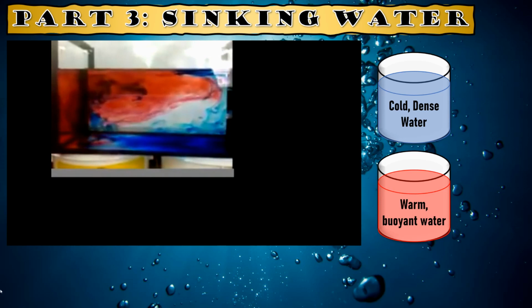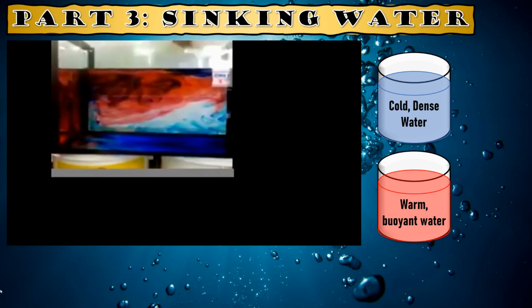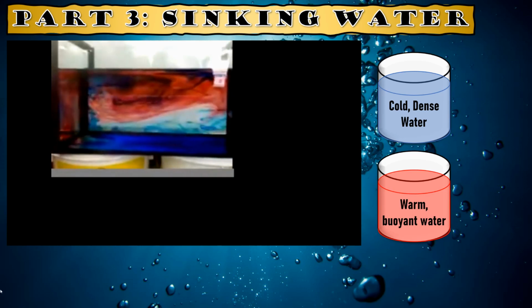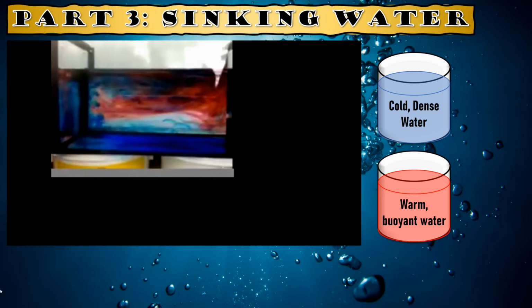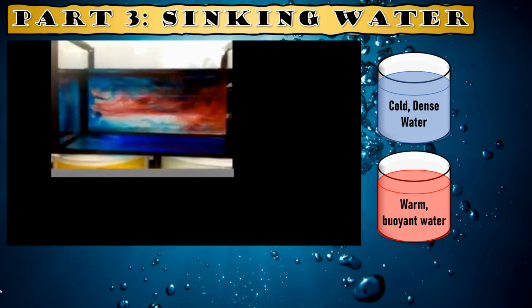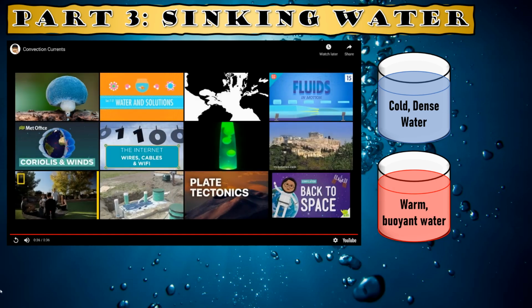But eventually, as you see happening here, that blue water is going to rise to the surface and the red water is going to sink to the bottom. So something had to have happened here to make this occur. This kind of breaks the rules with buoyancy and density. So something else has to be happening here.